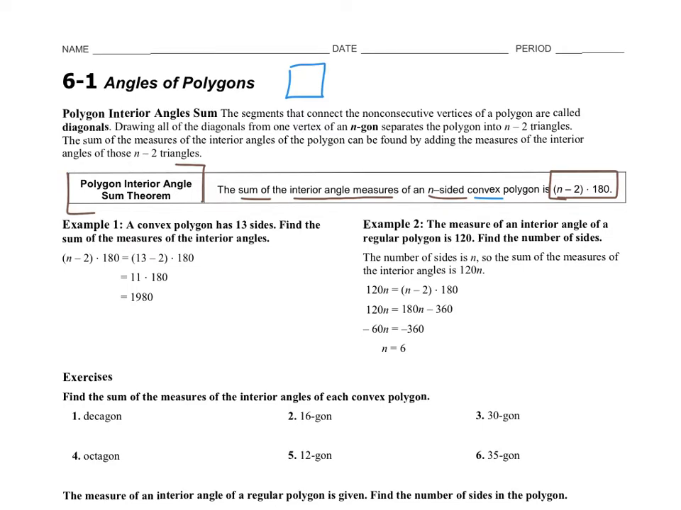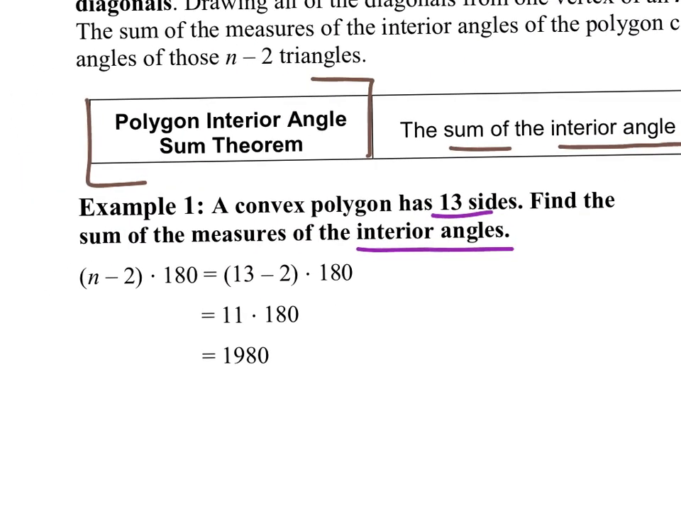So we can use this equation one of two ways. If we're given the number of sides, we can use it to find the number of interior angles, much like in this worked example. A 13-sided figure is given, so our n value is 13. 13 minus 2 means that we can make 11 triangles. 11 triangles times our 180 per triangle gives me an interior angle measurement of 1,980 degrees.